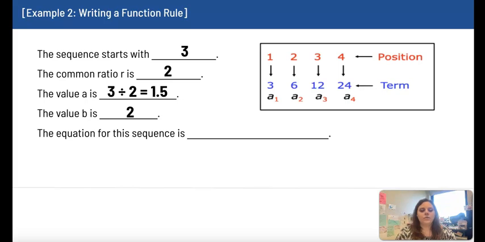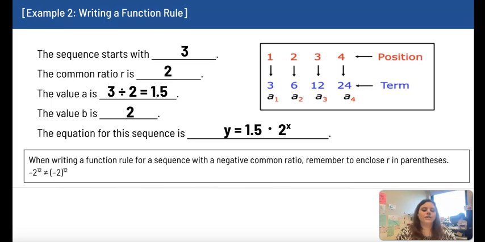So now we use the equation y equals a times b to the power of x, and we write y equals a, 1.5, times b, 2, to a power of x. And it looks like this. Again, these are nonlinear functions. We have not been working with these, so this should look new to you.